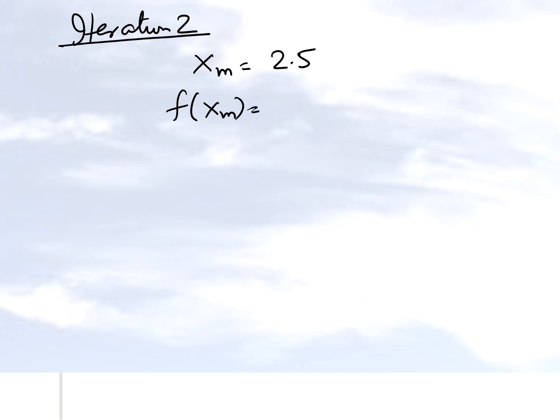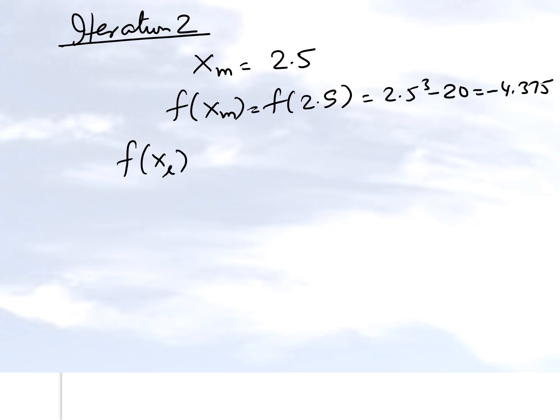So for iteration 2, our xm is 2.5, as we just found out. Let's find the value of the function at xm, which is the value of the function at 2.5, which will be 2.5 cubed minus 20, and that number turns out to be minus 4.375. Now we have to see what the sign is of the function at the lower limit times the function at the midpoint.